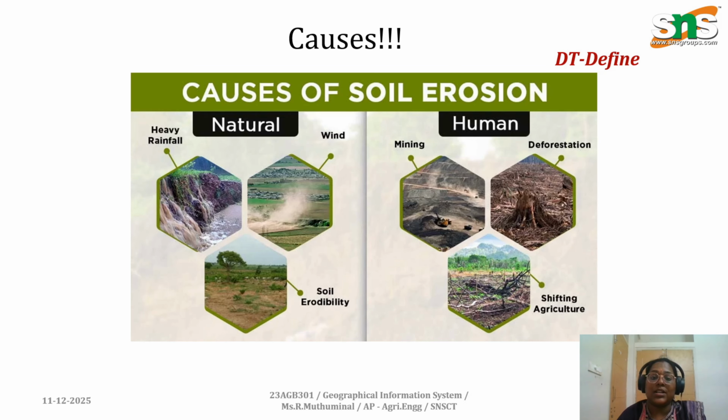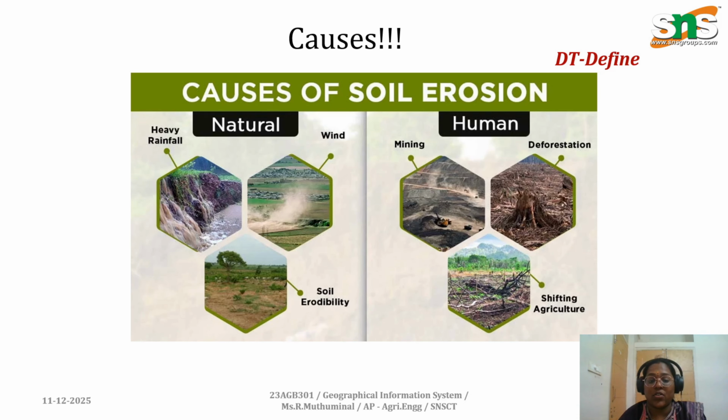These are some of the causes of soil erosion. They are natural and human soil erosion. The natural soil erosion is usually caused due to heavy rainfall, wind, and soil erodibility. The causes done by humans are mining, deforestation, and shifting agriculture. So, in order to identify these kinds of soil erosion, initially we have to map the potential for soil erosion.